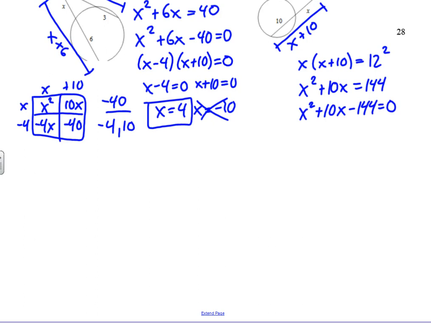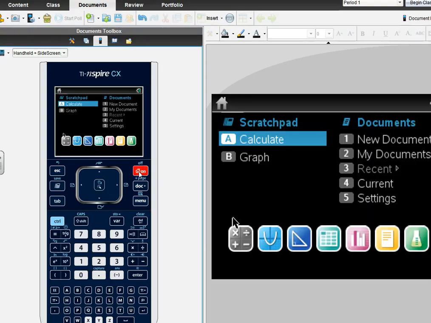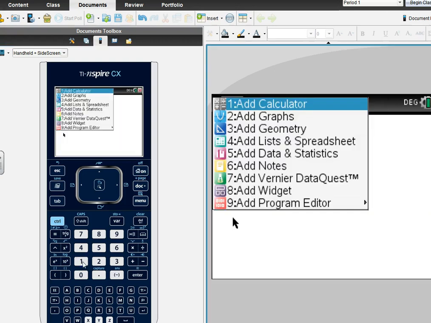And so you can do that as long as the number in front of x squared is 1. We don't have to really draw the box. We can just do it that way. Let me show you a little calculator kind of hack to help you with thinking through that.